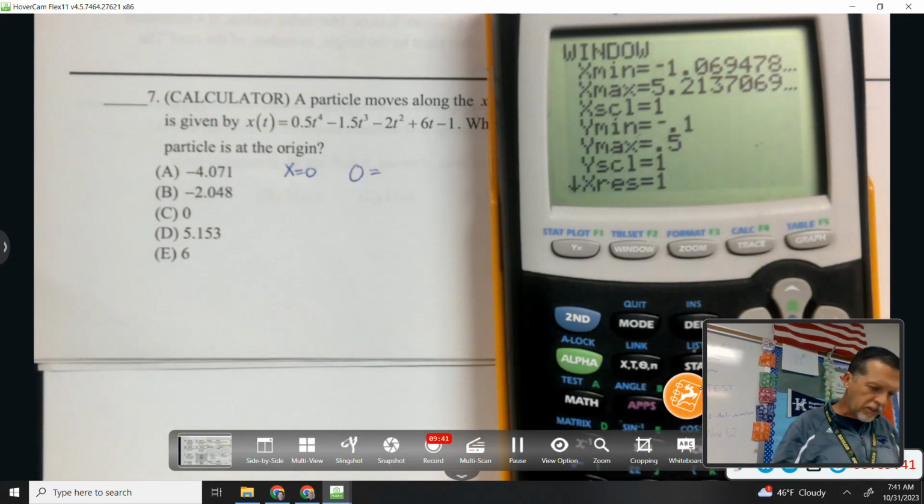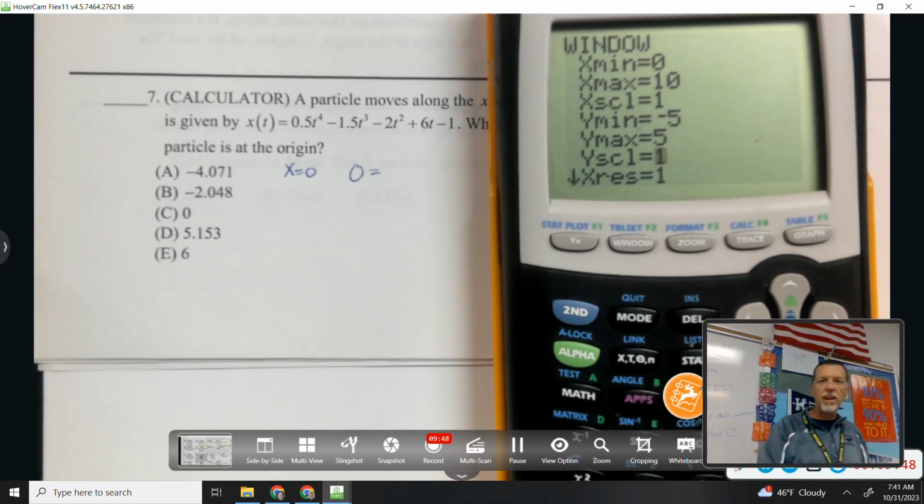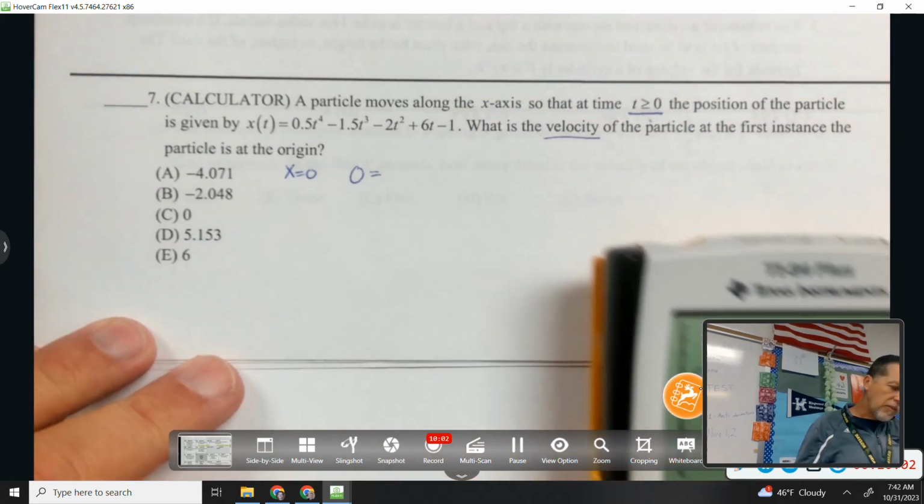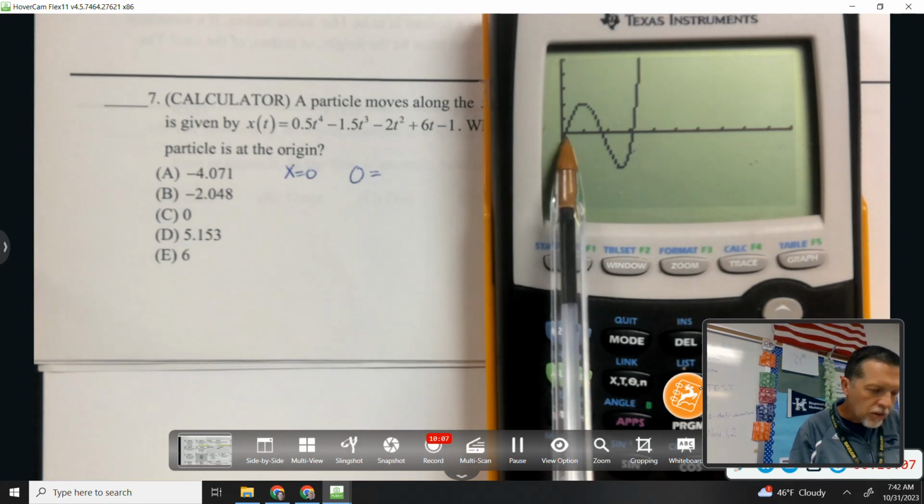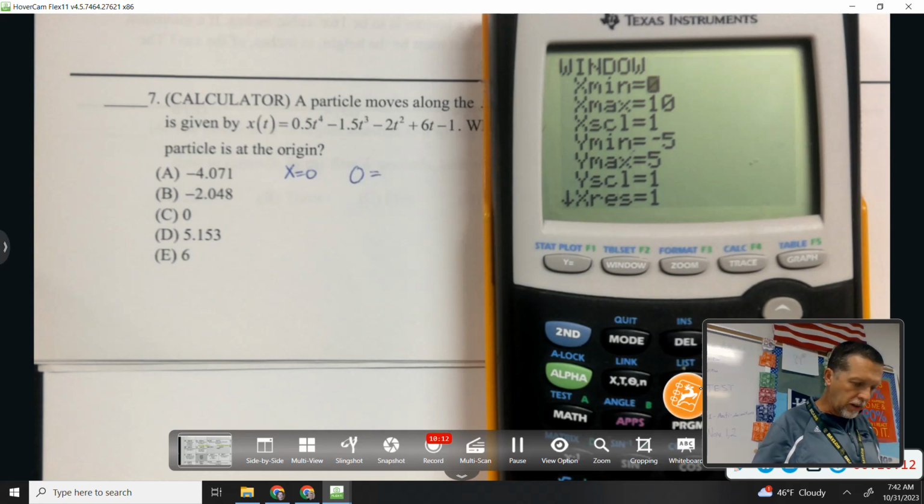Window, I know I can start at 0. I don't know how far to go, and I have no idea about my y values, so I'm just going to go negative 5 to 5 and we'll see what happens. Whoops, that's off the screen, but I think it's fine because what I'm looking for is the first time it's at the origin. The first time that x is 0 is way over there. In fact, I may change my window to not go all the way to 10. I may just go to 4 here.